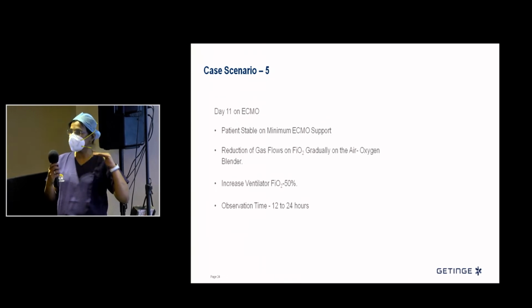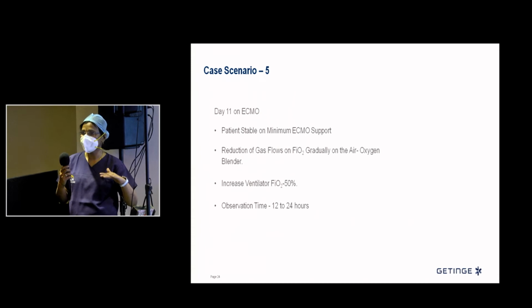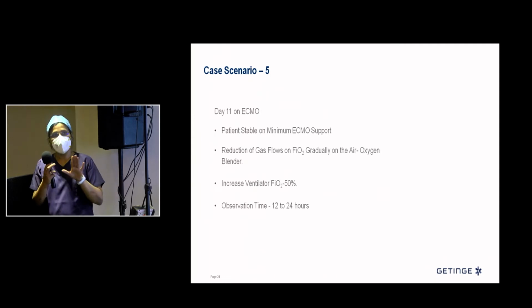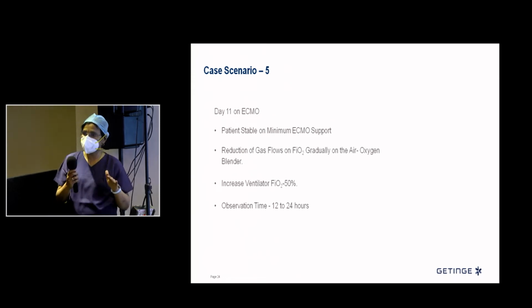Then bring down the FiO2 to 21%, drop the sweep gas flow to 0%, then increase the ventilator settings to get good oxygenation like in this patient. Once this is done, run it for 24 hours with 0 sweep gas and room air, and then take a call whether this patient will tolerate removal of ECMO. So that is an ideal way to wean a VV ECMO.